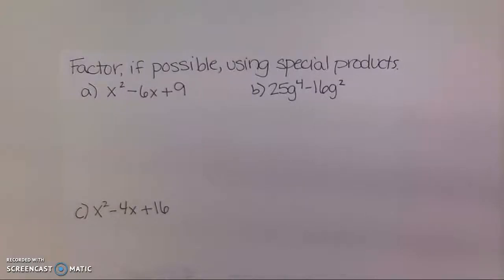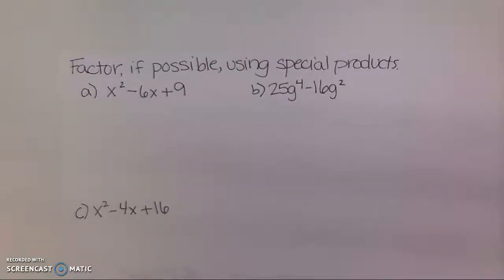So today we're going to talk about factoring special products. In order to factor using special products, you're going to need to remember that there are two types of special products. One is perfect squares, the other one is difference of squares. So you can always factor like normal, but factoring using that special product pattern will actually cut things down considerably for you.